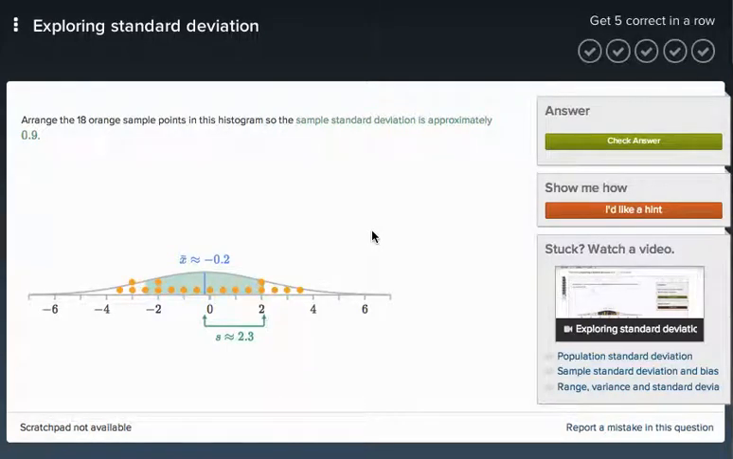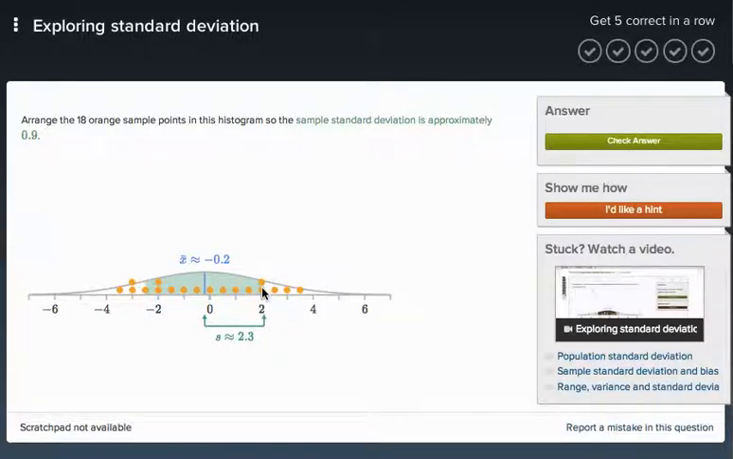Alright guys, so today we're going to be talking about exploring standard deviation. So we're going to be looking at trends within our dot plots. Right now Khan Academy has already calculated our mean for us, and they're telling us it's negative 0.2, and our standard deviation right now is 2.3.